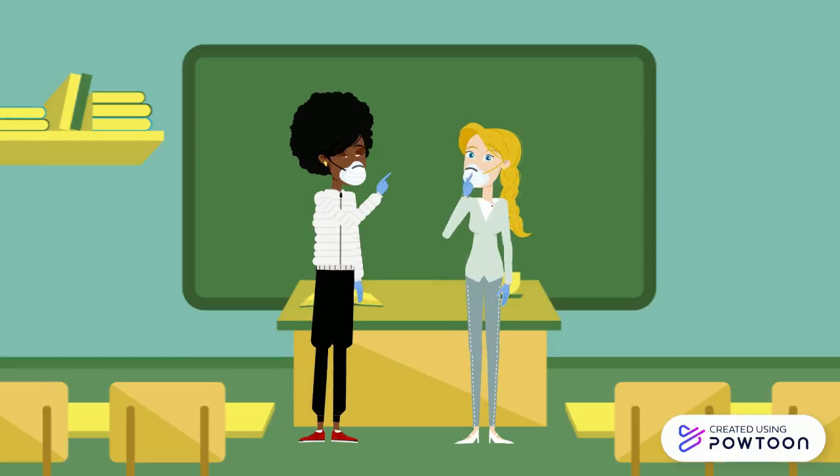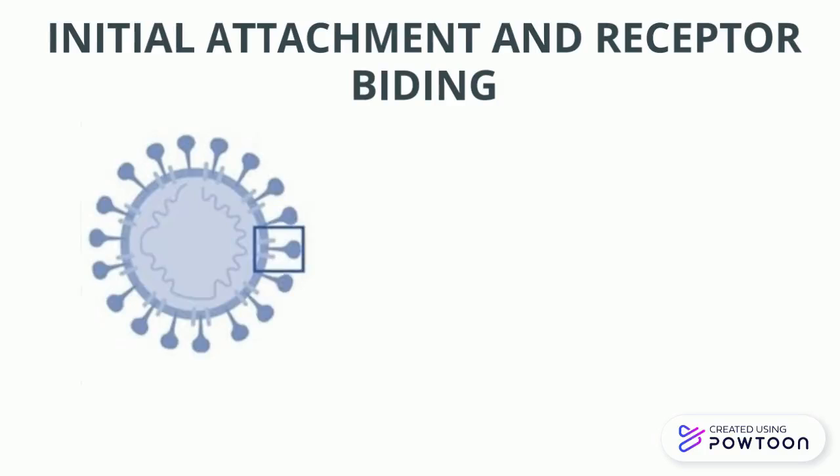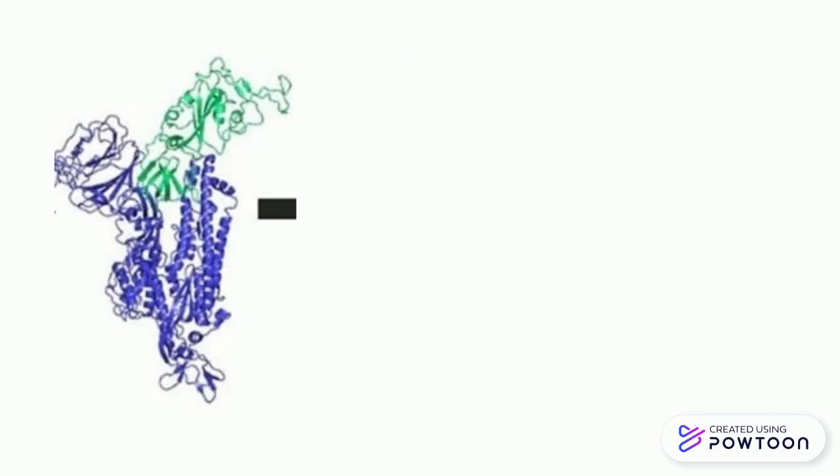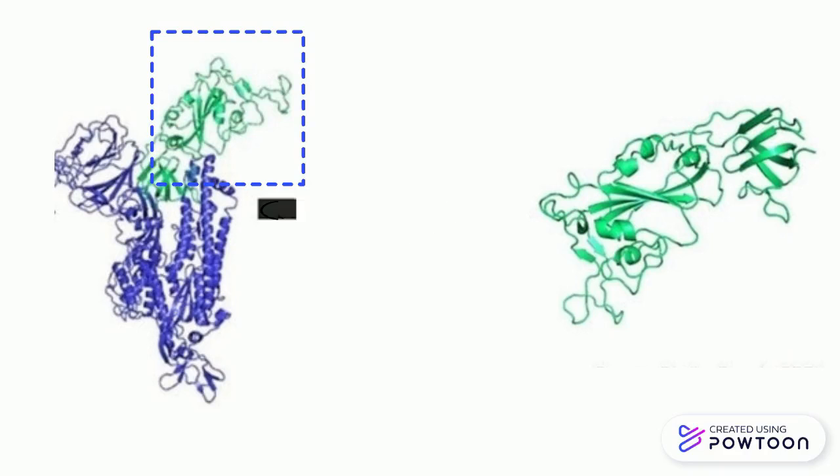Thank you, Professor. I understand what they are, but how do they infect the cell? The S protein interacts with its receptor to attach the virion to the host cell. The receptor binding domain, or RBD, location depends on the virus. It can either be in the N-terminal or C-terminal.